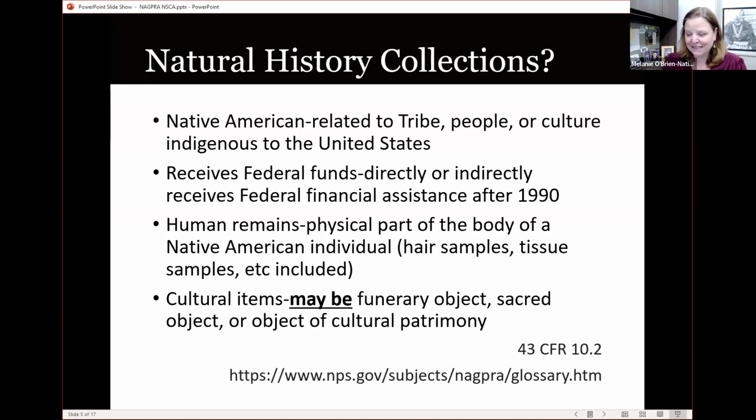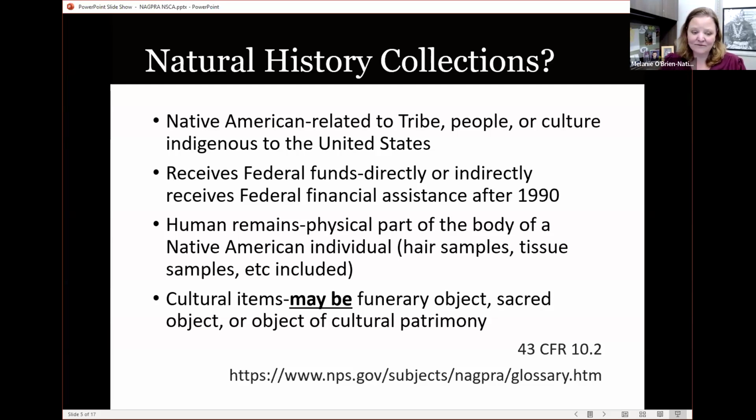Generally, most museums in this country receive some kind of federal funding. Those that don't generally know very clearly that they do not and have not received any federal funding. This doesn't mean federal funding from the National NAGPRA program. It means federal funding from any federal agency, which can include the National Science Foundation, the Institute of Museum and Library Services, the National Endowment for the Humanities, the National Endowment for the Arts. Those are all federal funds that may qualify as receipt of federal funds for purposes of triggering NAGPRA obligations. And again, they can be direct or indirect.